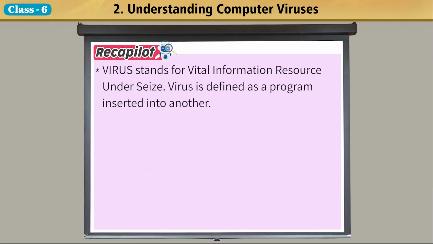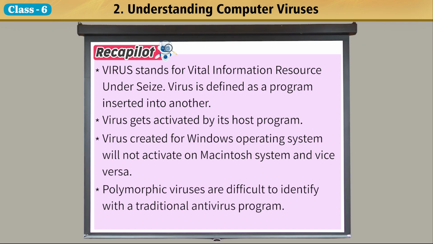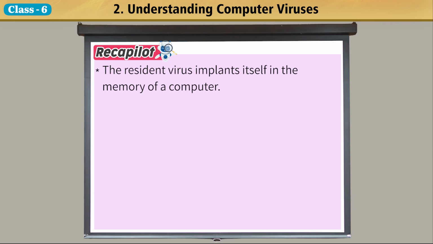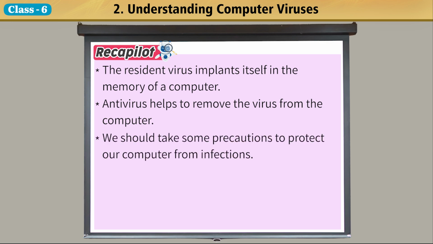Recapitulate. Virus stands for Vital Information Resource Under Siege. Virus is defined as a program inserted into another. Virus gets activated by its host program. A virus created for the Windows operating system will not activate on a Macintosh system and vice versa. Polymorphic viruses are difficult to identify with a traditional antivirus program. The resident virus implants itself in the memory of a computer. Antivirus helps to remove the virus from the computer. We should take some precautions to protect our computer from infections.